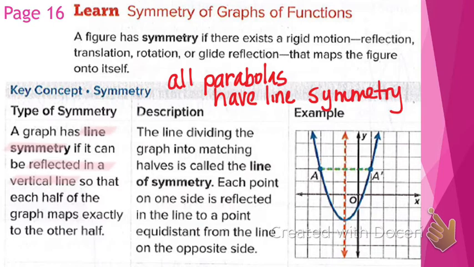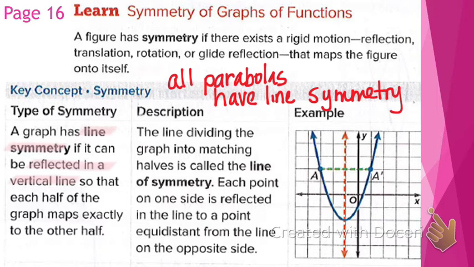So all parabolas have line symmetry. If it's y equals x squared, it's going to have line symmetry. Now where that line is, that's going to change. The line won't always be in the same place, but for every single parabola, there is a place where you can draw a vertical line and have perfect symmetry.